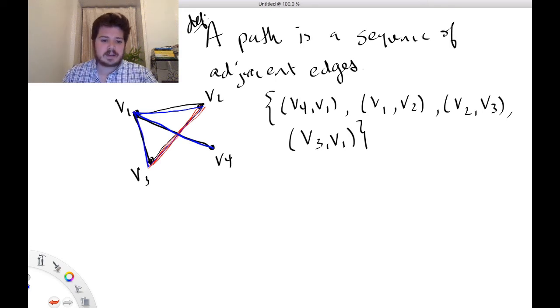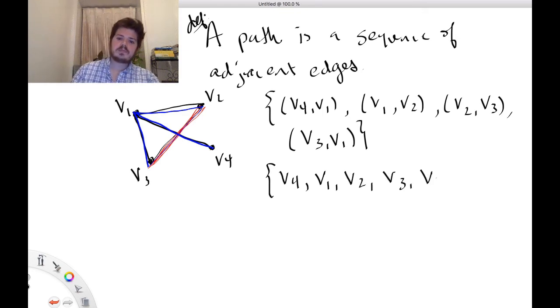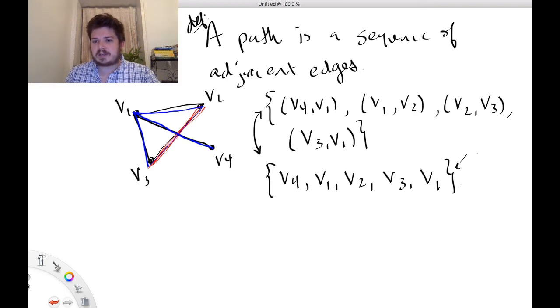Another way to define a path is by its vertices. So you start with vertex 4, then you go to vertex 1, vertex 2, vertex 3, back to vertex 1. Either way, this would tell you the path. However, just be careful with this one. This definition of a path would probably not be good for multigraphs.